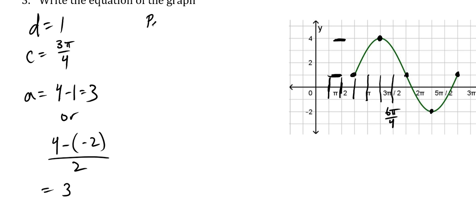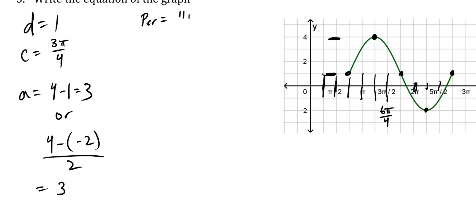So first of all, I'm going to find the period. And the period is the stop minus the start. So where it stops, this is 8 pi by 4, 9 pi by 4, 10 pi by 4. It stops at 11 pi by 4.